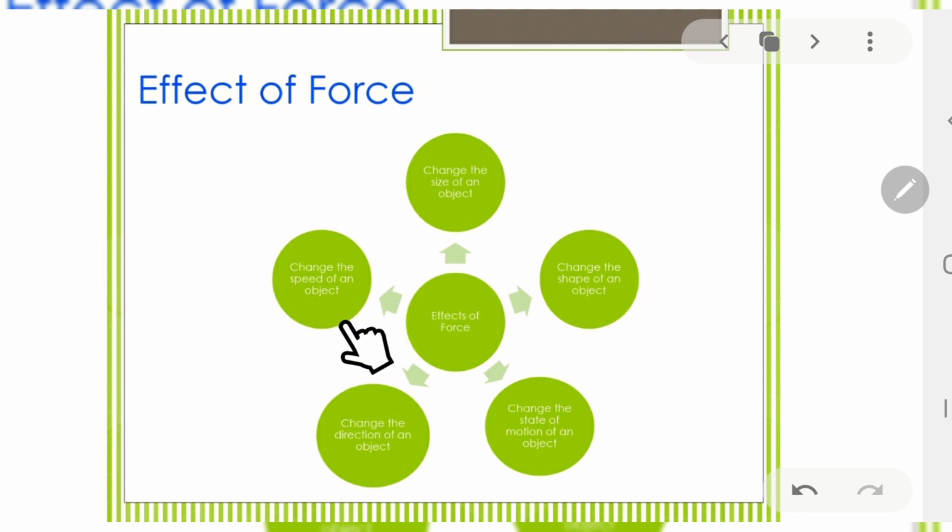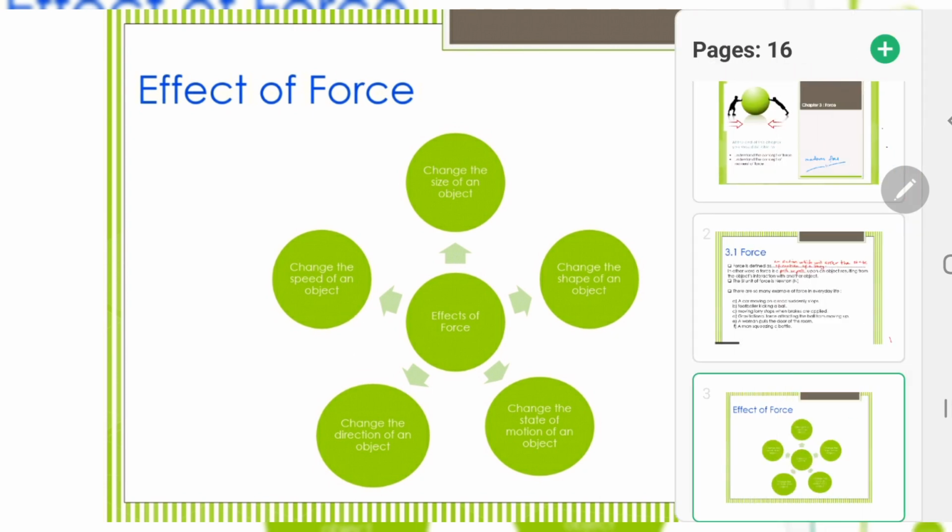Okay, kita ambil contoh yang kedua. For example, a force can change the speed of an object. Macam mana? Contohnya, bila kamu memandu bawa kereta, suddenly you press the car brake. Kamu tekan brake. So bila kita tekan brake, kita apply daya yang menyebabkan kereta menjadi perlahan. So in that case, you change the speed of an object because of the force that you use to press the brake. Okay?